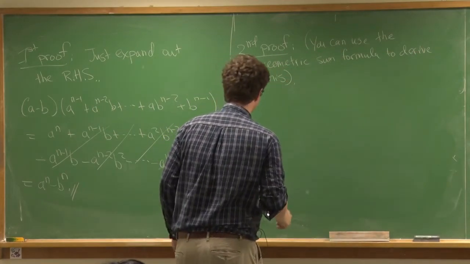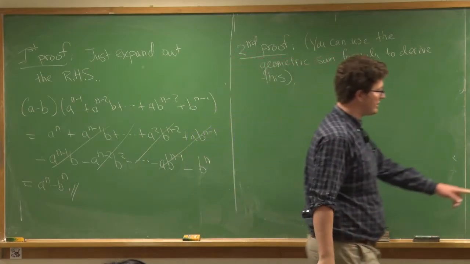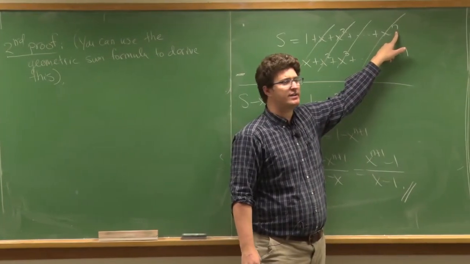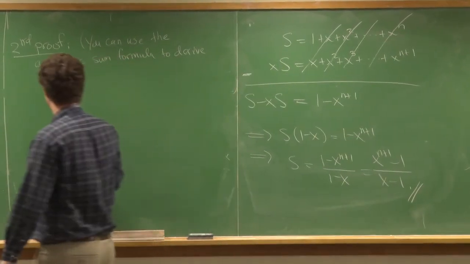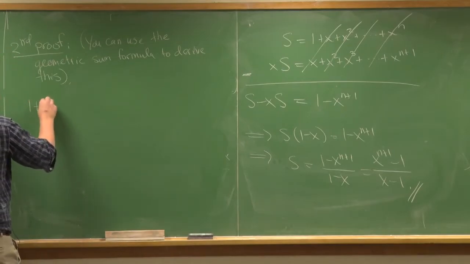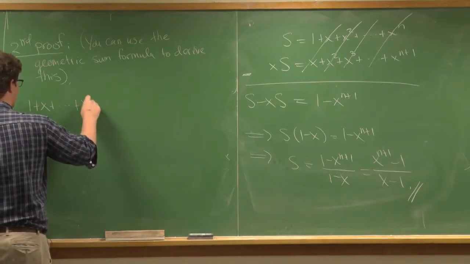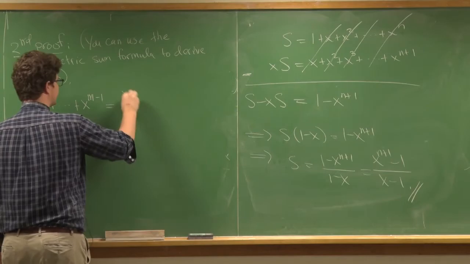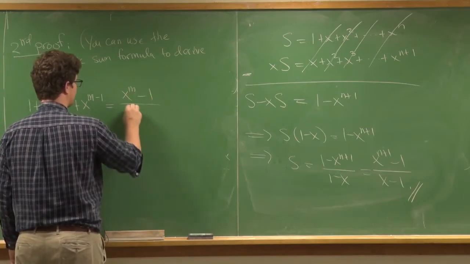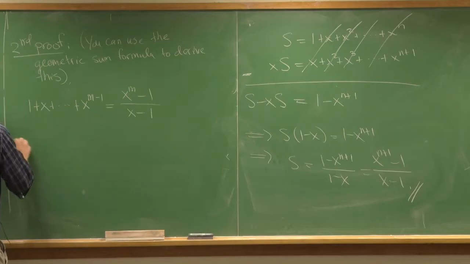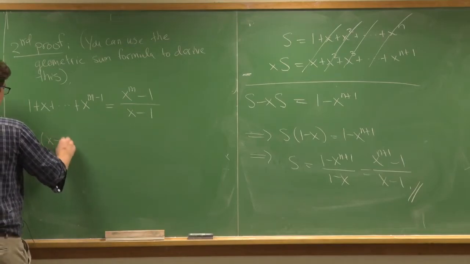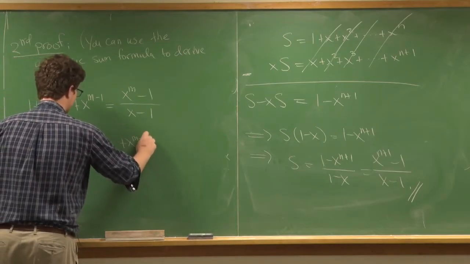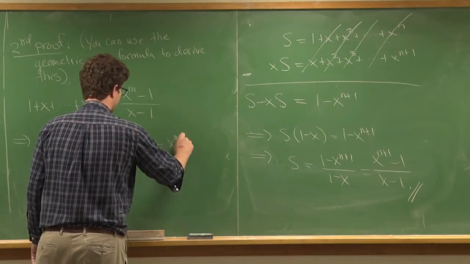Okay, so here, the geometric sum formula was with, we went up to n, right? I'm going to do it with n equal to, say, m minus 1. So here we'll do this thing. So 1 plus x to the, let's do m minus 1, right? So we know that this is x to the m minus 1 over x minus 1. All right, and so this tells us that x minus 1 times this thing, 1 plus x plus all the way up to x to the m minus 1, is x to the m minus 1.